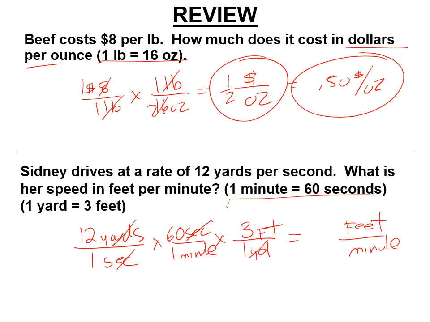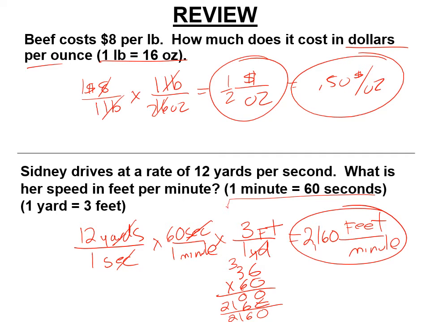So this one's nice and easy. You can multiply this in any order you want. 60 times 3 is 180. Well, let's do 12 times 3 is 36, and 36 times the 60. So 0, 0, then step over. 6 times 6, 36. 6 times 3, 18, plus 3 is 21, 2160. So it's 2,160 feet in a minute. So if you're going 12 yards in a second, you're going to go 2,160 feet in a minute. Right? You're showing this work, you're showing the cancellation, and then you're doing the calculations.